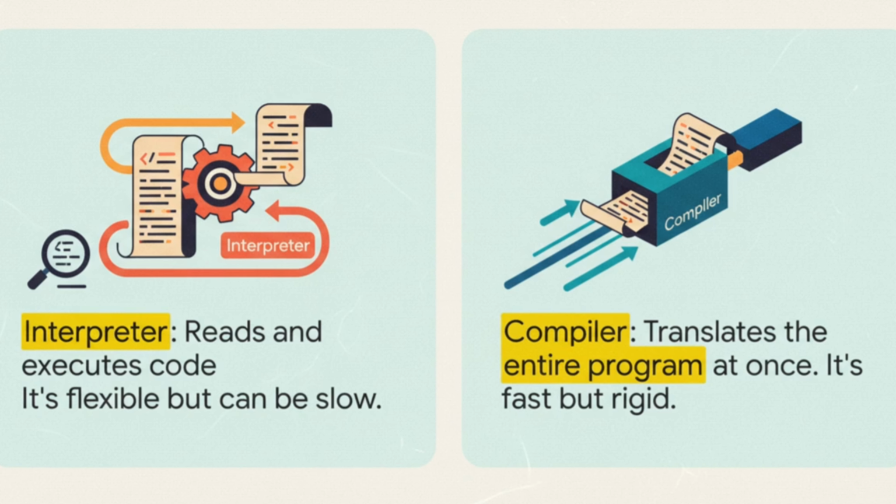On one side, you've got the interpreter. Think of it like a live translator at the UN. It translates speech line by line right on the spot. It's super flexible, but all that real-time work can really slow things down.